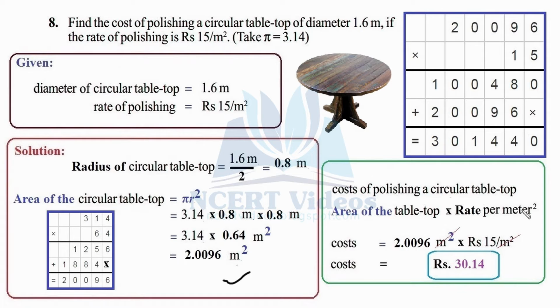Now since we have found the area, we can find the actual cost by multiplying it with the rate per meter square. So the cost of polishing a circular tabletop is the area of the tabletop into the rate per meter square. So cost equals area as it is into rupees 15 per meter square. Meter square cancels out. Why? Because it is per, that is, it is in division. So meter square cancels out. You are only left with rupees. Therefore rupees, and multiply it.